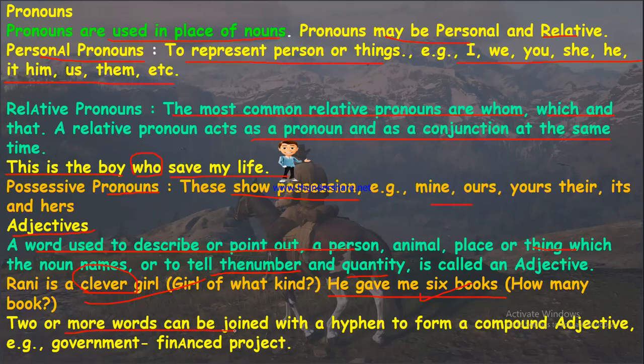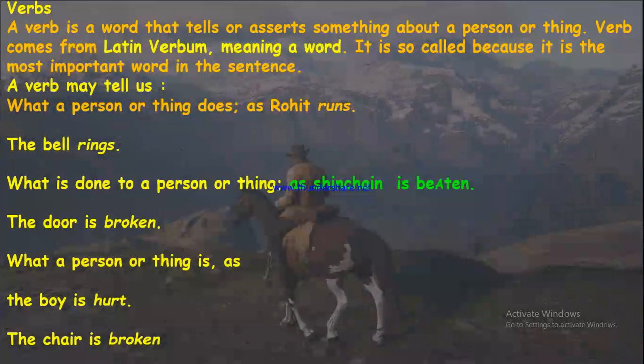Two or more words can be joined with a hyphen. Remember, the hyphen is a very important thing. Whenever two words are combined through the use of a symbol, it is known as a hyphen. The hyphen is very important from the point of view of MCQs. It is used to form a compound. We will study the hyphen further in the upcoming lectures, so don't worry about that. For example, government-finance project.